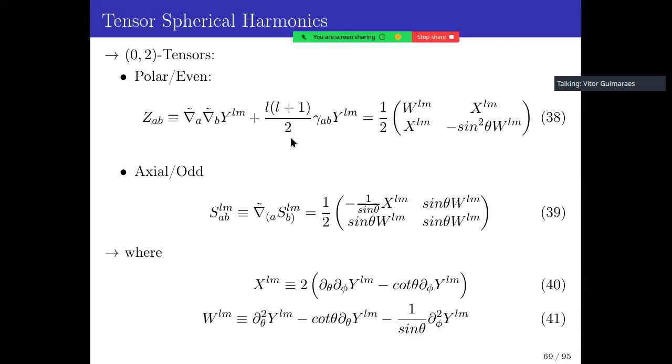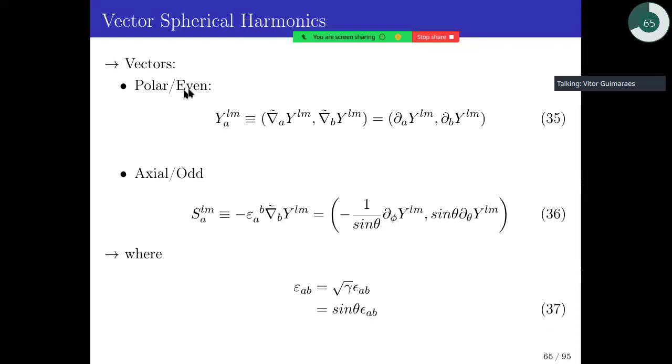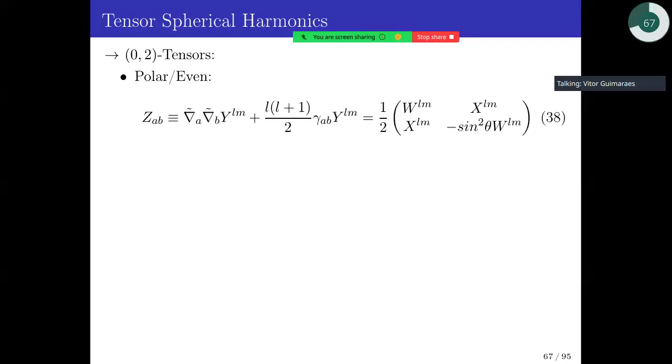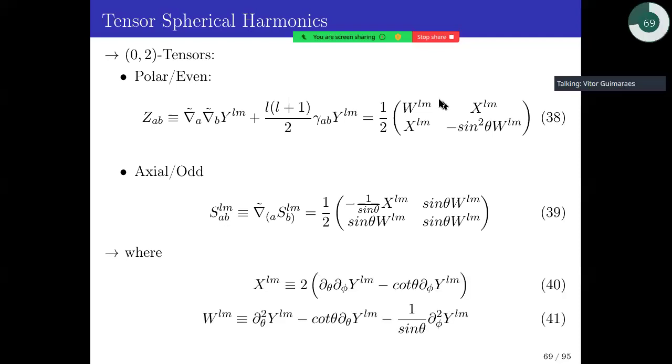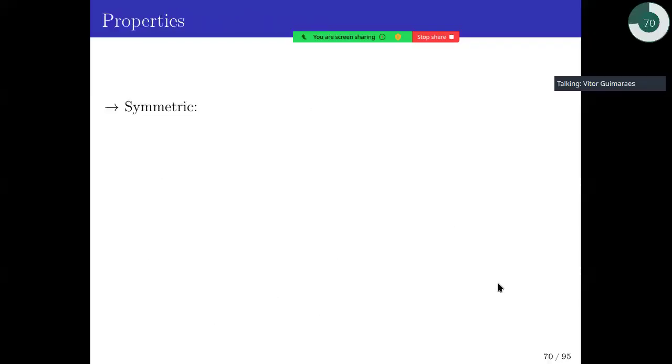So note that all of them use the scalar spherical harmonics to build the vector. We did this here. We used the scalars to build the vectors by first derivatives, and combinations of second derivatives of the scalar functions give us the 0-2 tensors, okay? Where these elements are defined as such, okay?